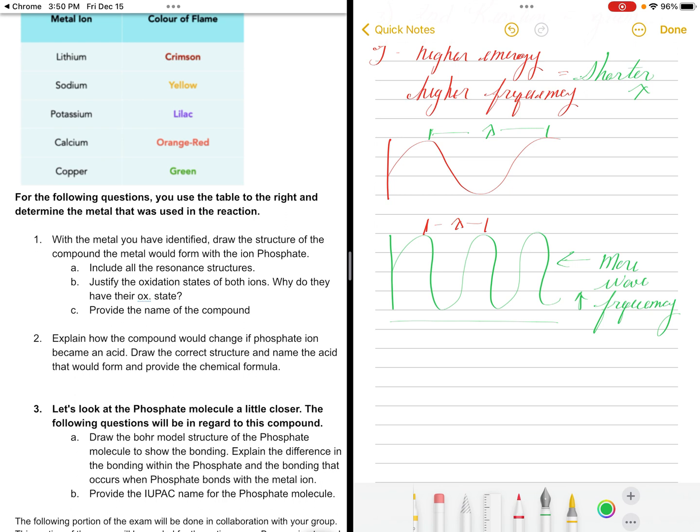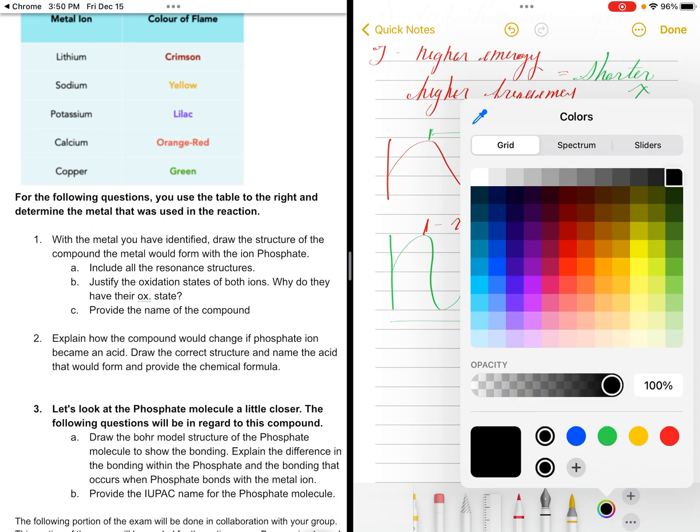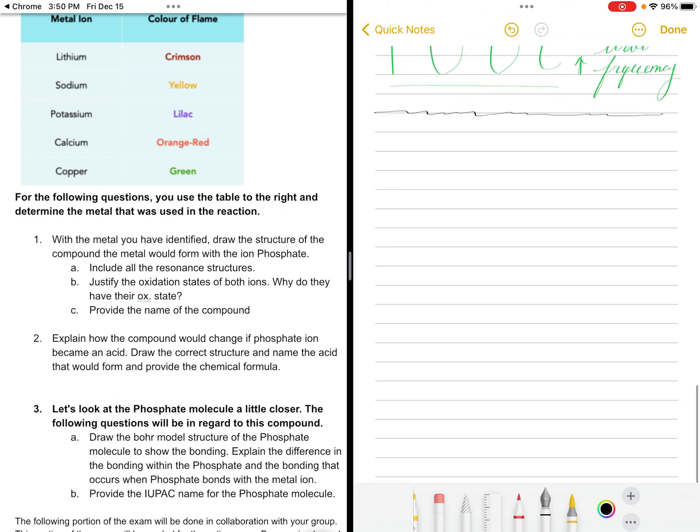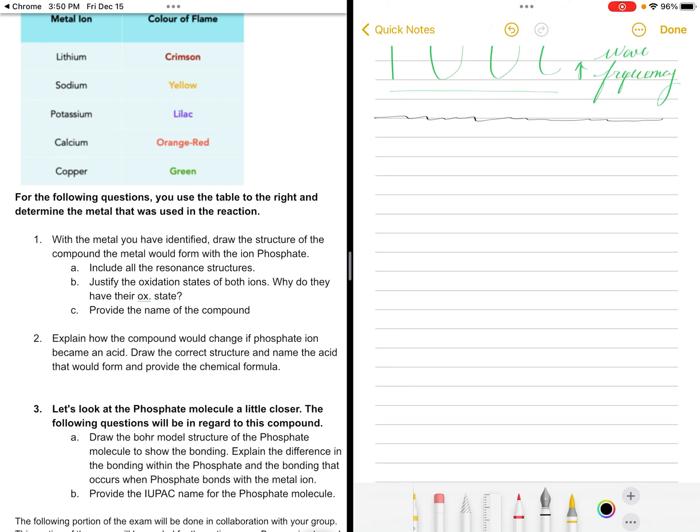So I'm going to draw a little line here. Let's do it in black. Okay. Let's draw a little line so we can separate these questions. Okay. With the metal you have identified, draw the structure of the compound the metal would form with the ion phosphate. In this case, we said that we saw red, so a fair color would have been lithium. So I'm going to use lithium, okay? Again, for the following questions, use the table to the right, which in this case is the top, to determine the metal that was used in the reaction. So based on the color that we saw, I'm going to go with lithium.